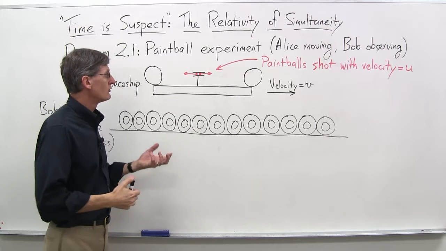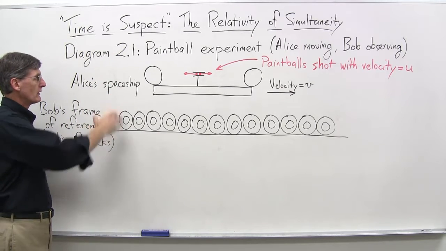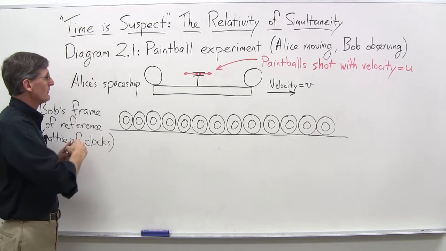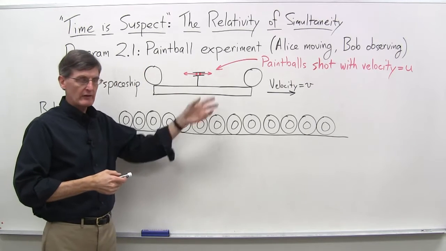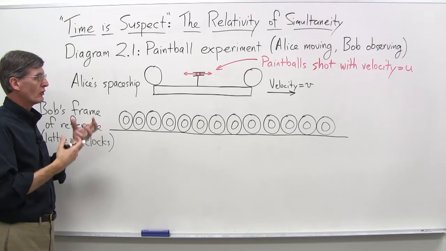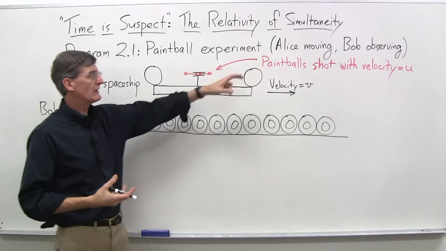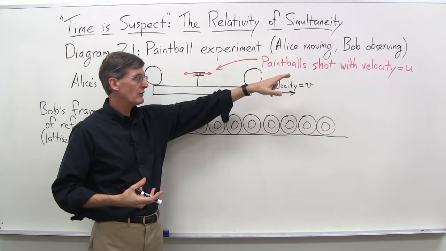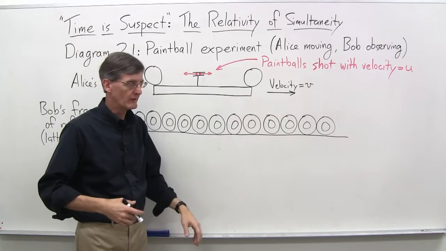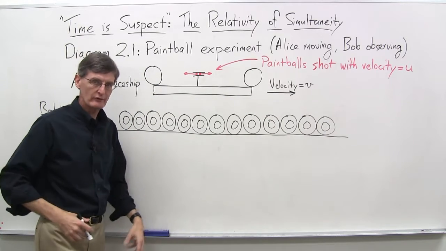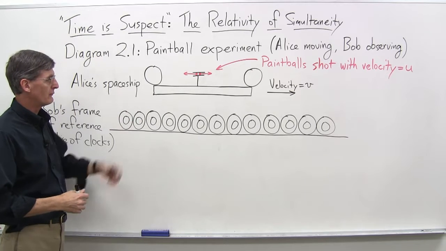Now let's move on to our second major diagram. This is actually the first part of it, diagram 2.1, under the topic of the relativity of simultaneity. This time we're going to do a paintball experiment, with Alice moving and Bob observing. Alice is going to be in her spaceship this time. In previous examples we often had Bob moving, so it's time to get Alice involved, so she can move this time in her spaceship.